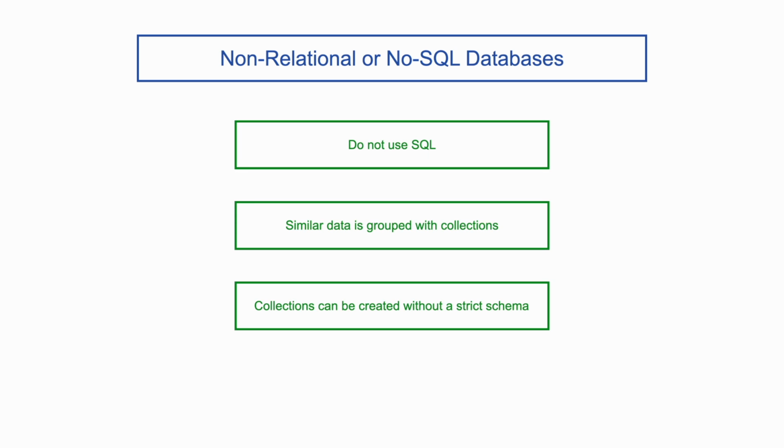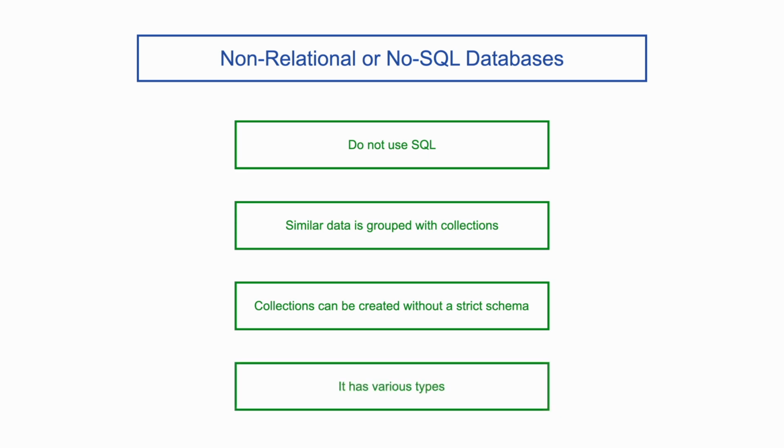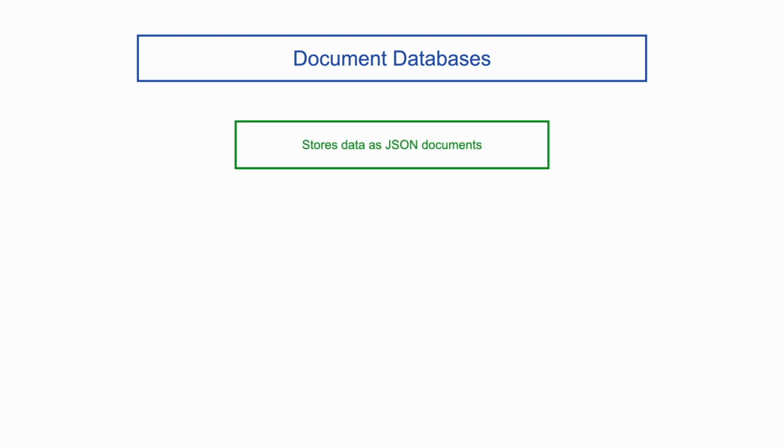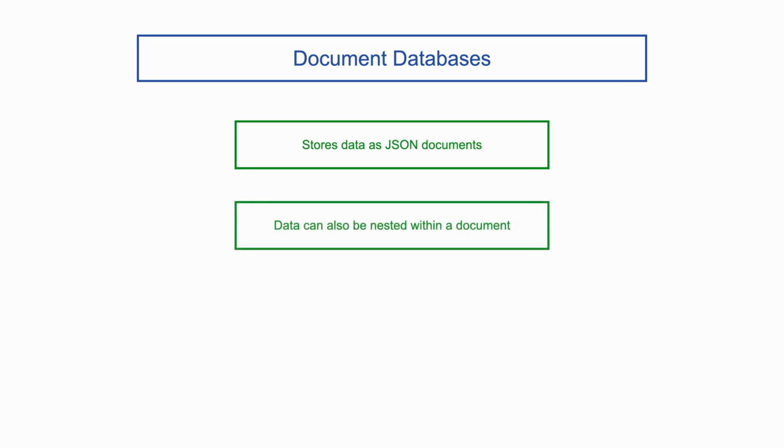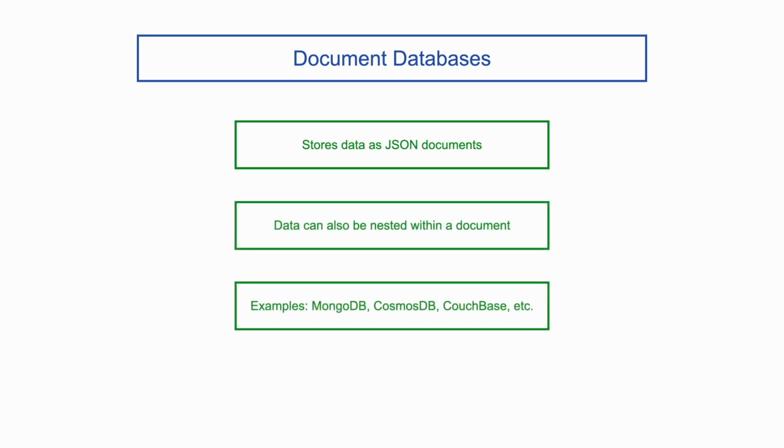Some of the most important types of non-relational databases are as follows. Document databases. This type of database stores data as JSON documents. Data can also be nested within a document. Examples for this type of database are MongoDB, Couchbase, Cosmos DB, etc.